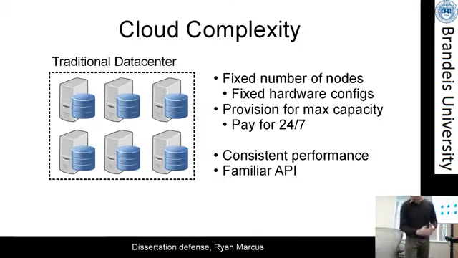So starting out with the complexity of the cloud, in a traditional data center you have a fixed number of nodes. You look at your workload and you figure out, okay, we need 100 computers, so you send a PO and you go and you buy 100 computers. The hardware configurations of those computers don't really change. Maybe you upgrade their storage, maybe you get a little more RAM, but more or less the hardware that you buy is the hardware that you get forever.